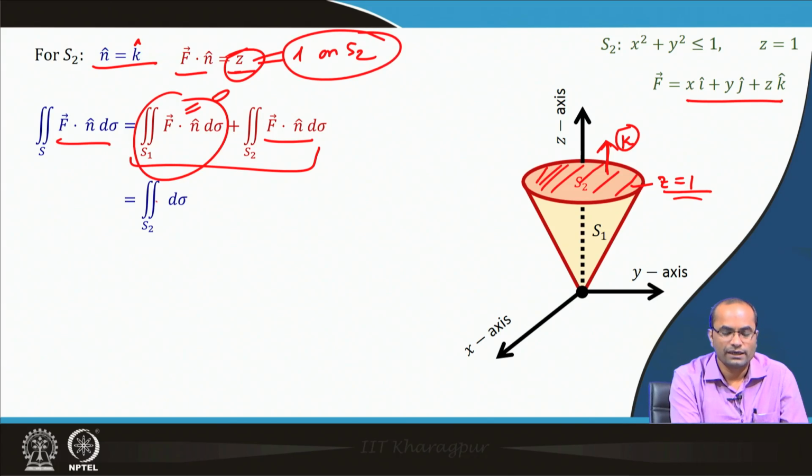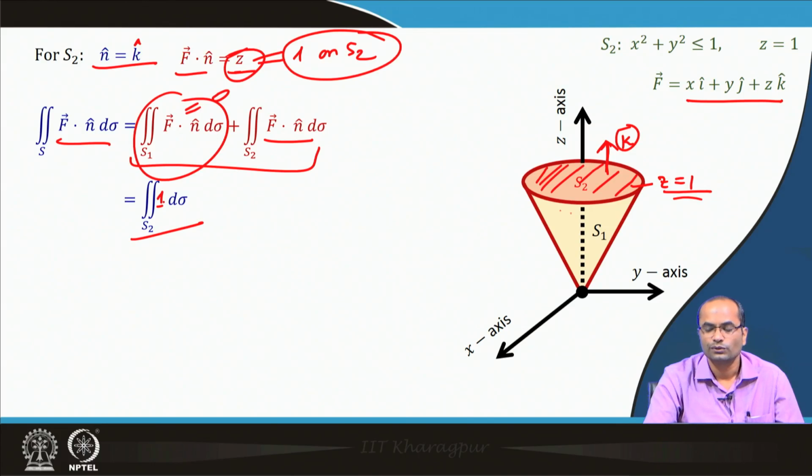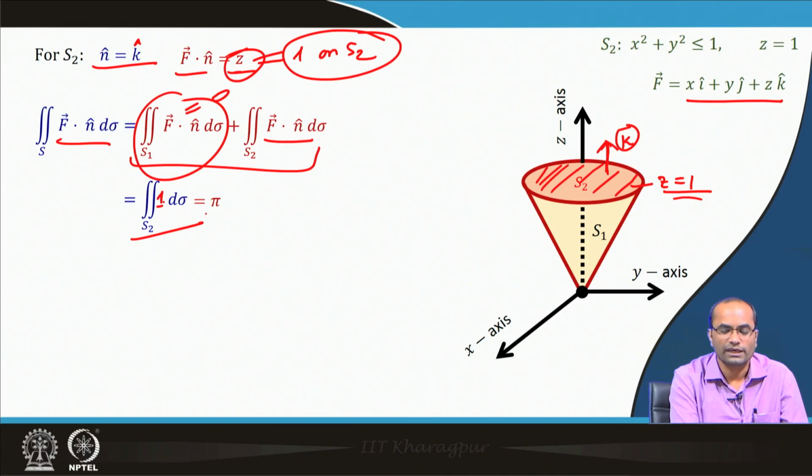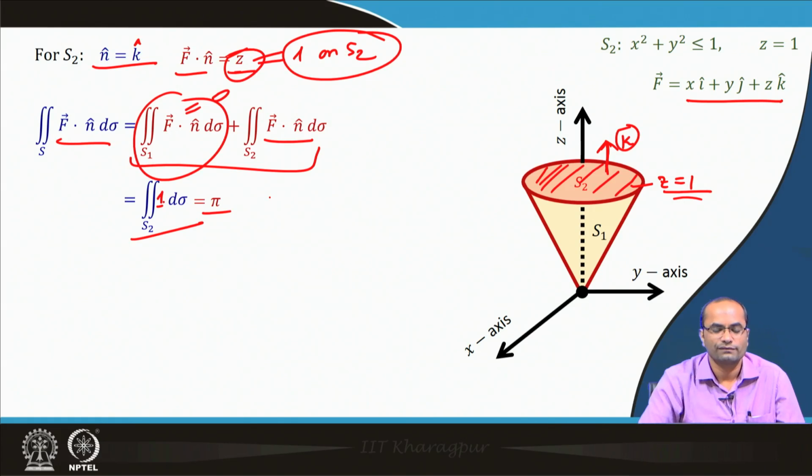So, we have 1 as an integrand, and we are integrating over S2. That is nothing but the area of this disk, which is pi r square, where r is 1. So, we have the value pi there.